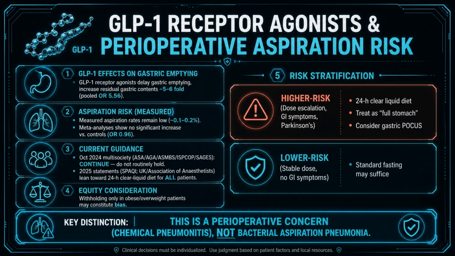For lower-risk patients on a stable dose without symptoms, standard fasting may suffice, though some 2025 society statements lean toward a 24-hour clear liquid diet for all patients on GLP-1 agonists. The fasting specifics remain debated into 2026. Crucially, remember this is a perioperative concern. Aspiration of gastric contents at induction behaves like chemical pneumonitis, not the bacterial aspiration pneumonia we are focusing on today. And importantly, withholding these medications only in obese or overweight patients may constitute bias and should be avoided.